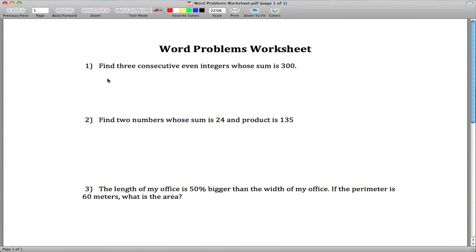Alright, some solutions to the word problems that we went over in class today. I'll fire through these a little quick, since hopefully you got a good idea of how to do them today. See, this first one, we want 3 consecutive even integers whose sum is 300.